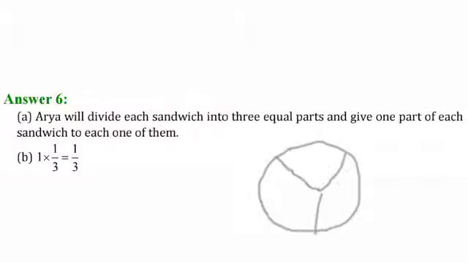Arya will divide each sandwich into 3 equal parts and give one part of each sandwich to each one of them. So 1 into 1 by 3 is equal to 1 by 3 only. Numerator 1, 1 is there. So if you multiply, 1 ones are 1 divided by 3.